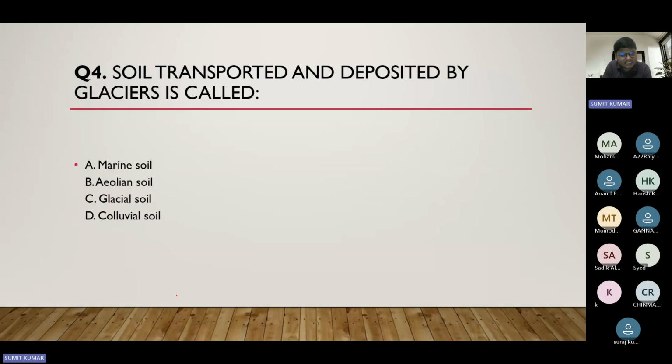Okay, we have not discussed it over there, but from the options only you can say. Marine soil is an option, aeolian soil is an option, glacial soil is an option, colloidal soil is an option. Marine soil is that which is formed near the ocean's bank. Aeolian soil is formed by the air, but glacial soil is formed by the deposition by glaciers. Hence, its answer is glacial soil.